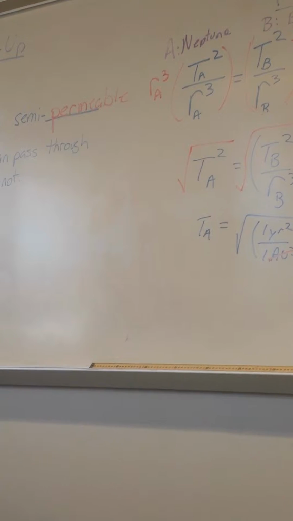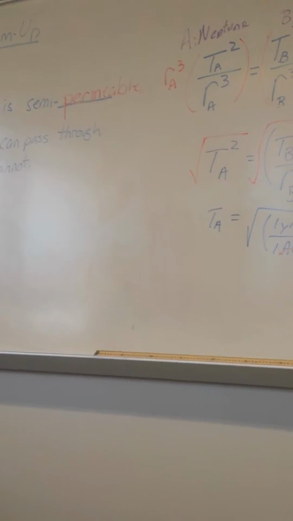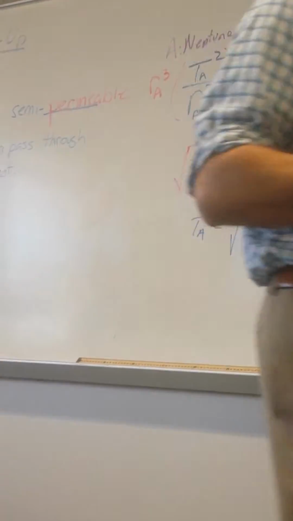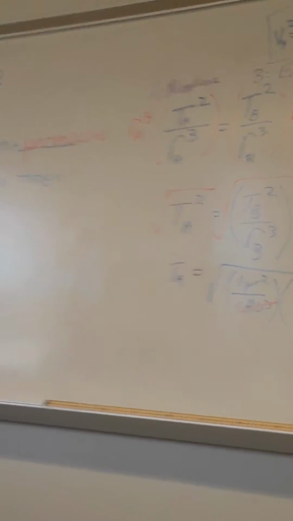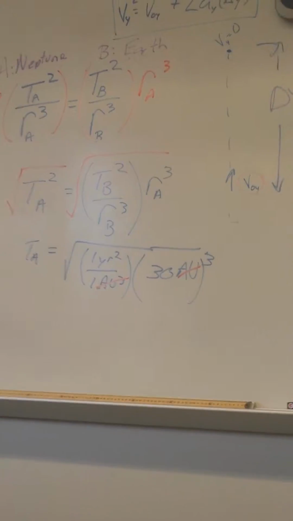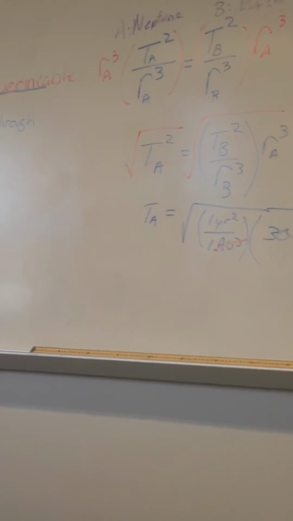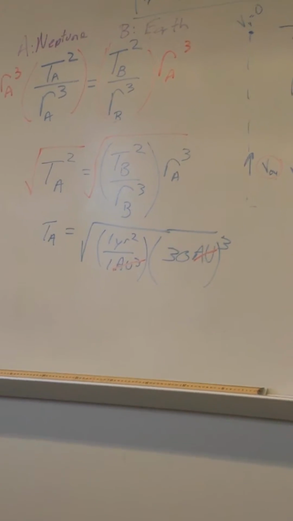So how long would it take? It would take 164 years. Does it actually? In real life? Yeah, it really does. So the further you get out, the bigger and bigger the orbital periods are. It takes Pluto, I think, 212 years to get around the Sun.